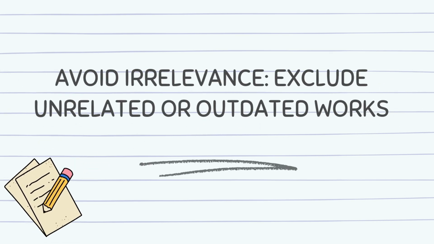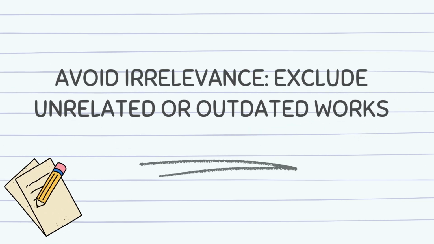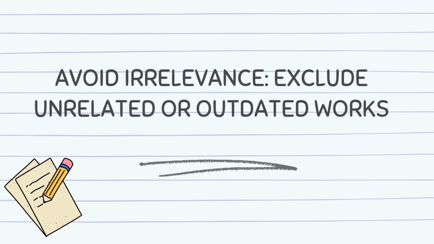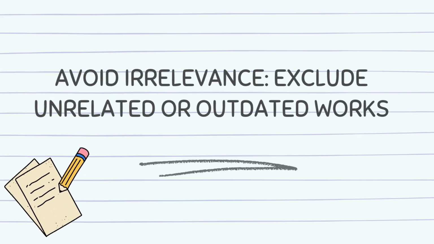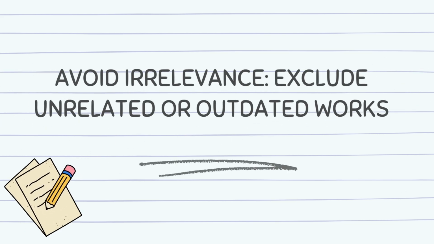Scan abstracts and conclusions. Instead of reading entire papers, quickly assess abstracts and conclusions to determine relevance before investing time in a full review. Group literature by theme. Organizing sources by major themes ensures that all included studies directly contribute to the discussion. By carefully selecting only relevant and up-to-date works, researchers can enhance the clarity, focus, and credibility of their literature review.